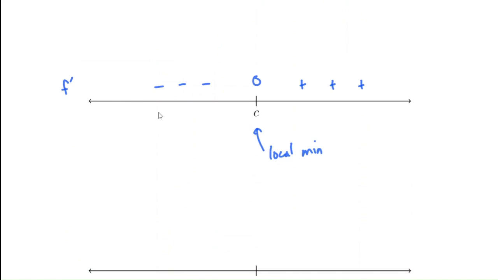Now, in this situation right here, where it's decreasing then increasing, f prime is negative here, positive here. The original function is going to have a local minimum. And again, this could either be 0 or nd right here, not defined.